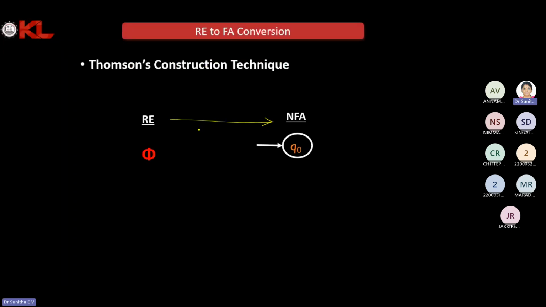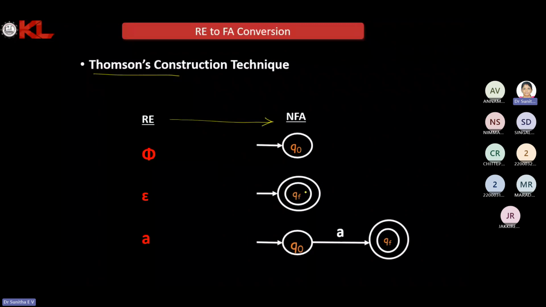The method we are using is Thompson's construction method. If phi is a regular expression, it represents a null set. If the expression is epsilon, we represent it like this: the initial state and final state are the same. Only one state is there in the machine, and both final and initial are the same.